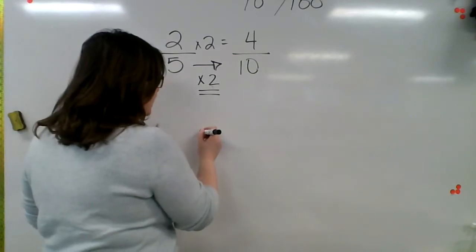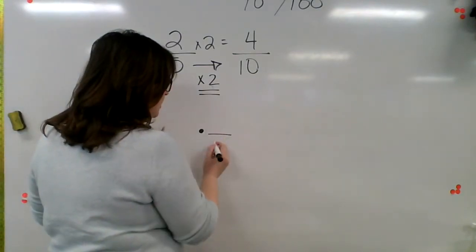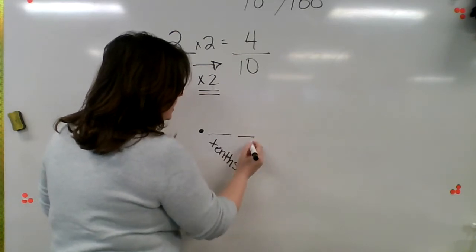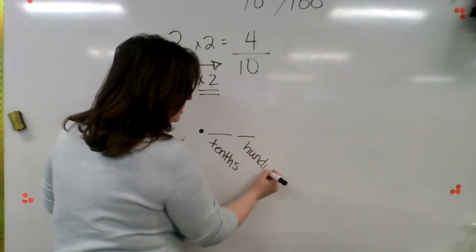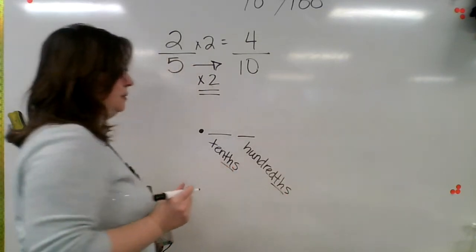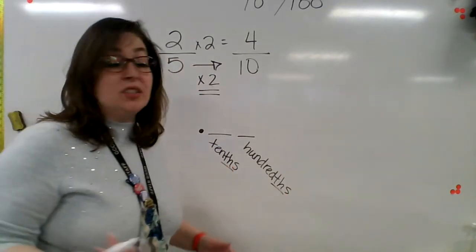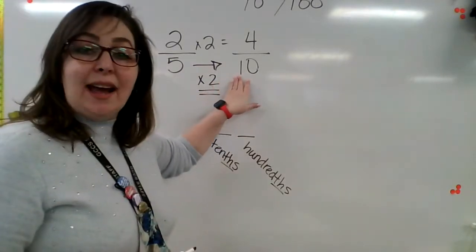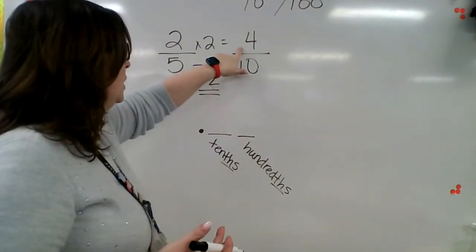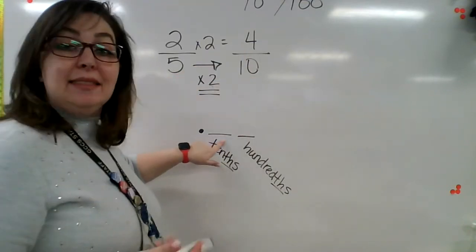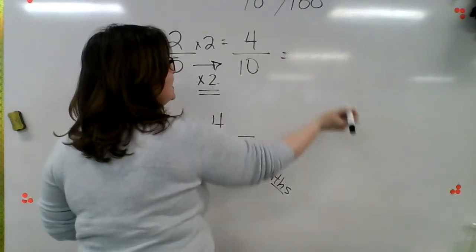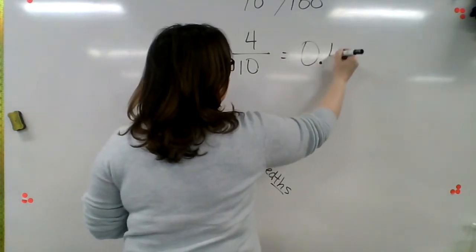So when you have a decimal, remember, the first space is your tenths. The second space is your hundredths. Remember, we add those "ths" with decimals because they're really just fractions. So if we say this fraction out loud, 4/10, that means we just put the numerator in the tenths place. So 4/10 is the same as 0.4.